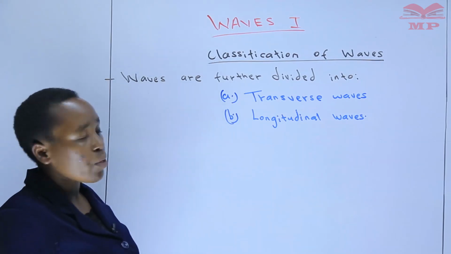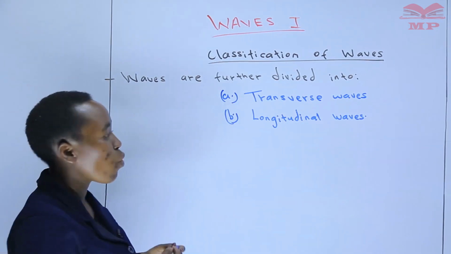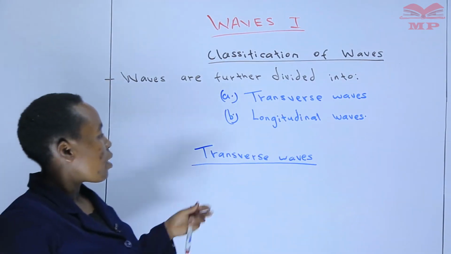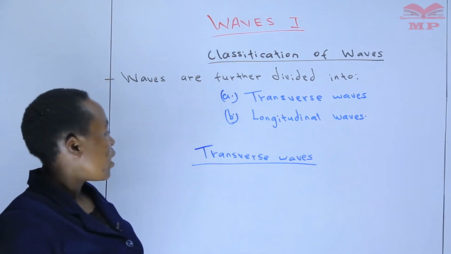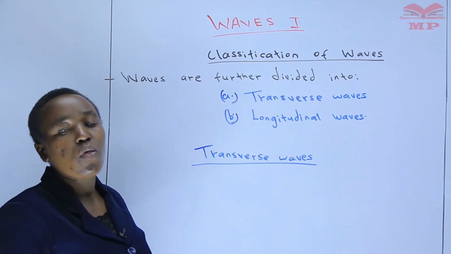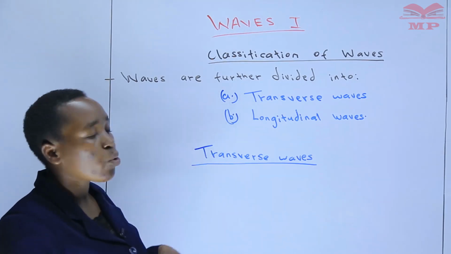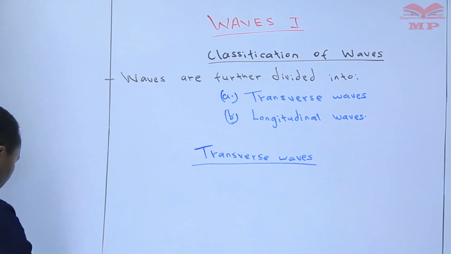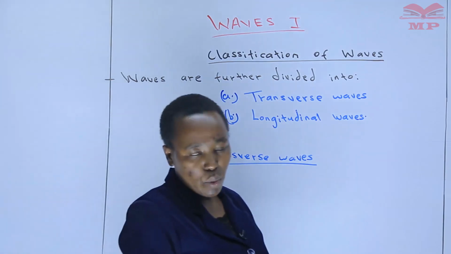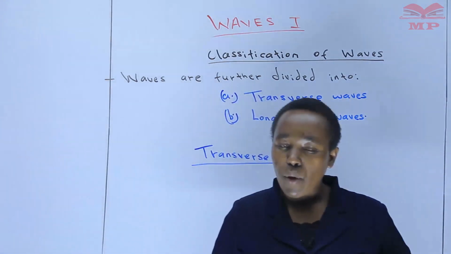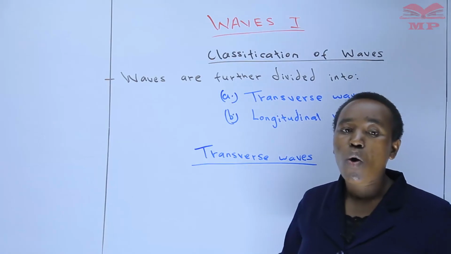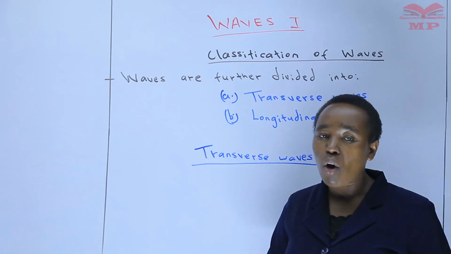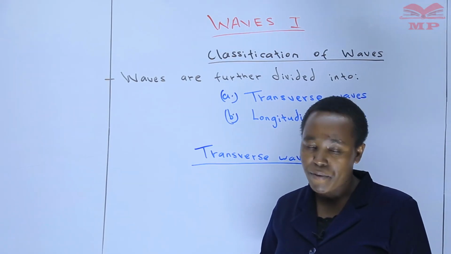So we'll start with the first one, that is the transverse waves. We need to know what transverse waves are, examples of transverse waves, and we can also explain more on those transverse waves. Then we are going to look at the longitudinal waves. Now, what are transverse waves? When we talk of transverse waves, we simply refer to waves whose vibration of particles is at right angle to the direction of wave.